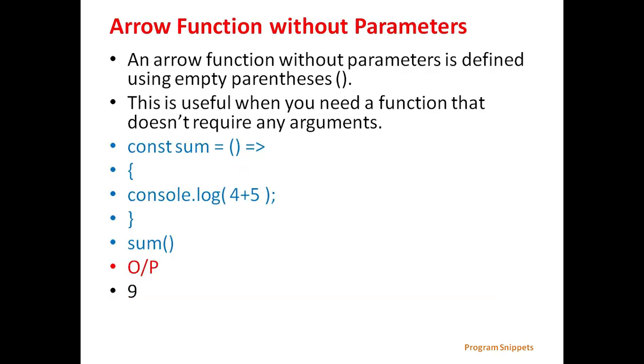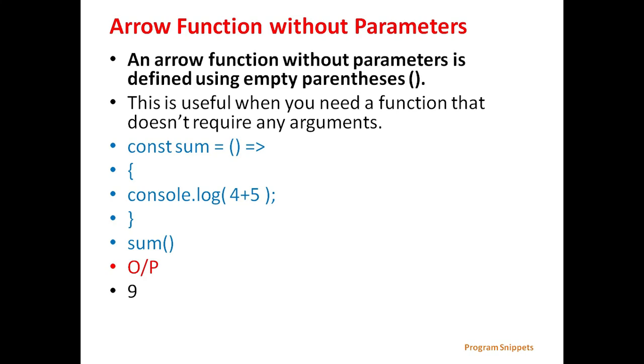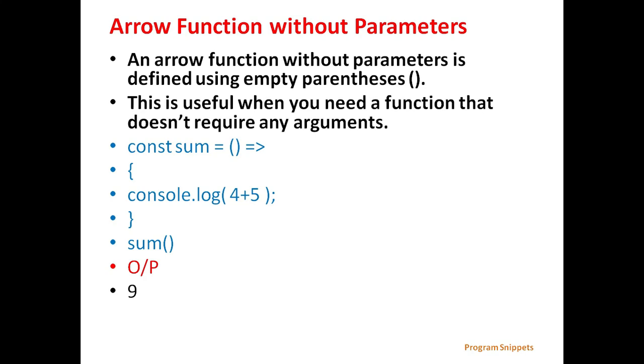First, we'll see arrow function without parameter. An arrow function without parameter is defined using parentheses. This is useful when you need a function that doesn't require any argument. For example, const sum = () => and in function body we'll write console.log(4 + 5), and when you call this sum it will give the output 9.